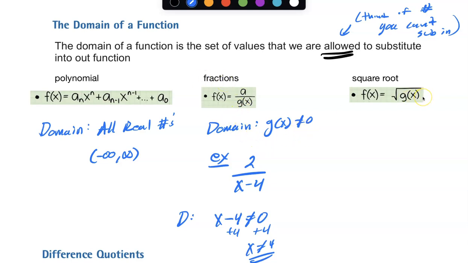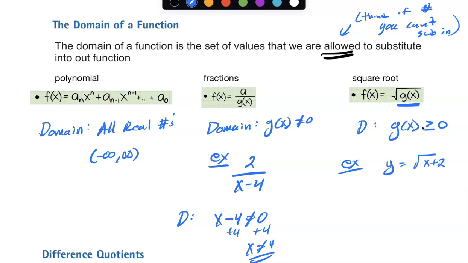What happens in a square root? In a square root, you can't plug in negative numbers. So my domain here is that the inside has to be greater than or equal to 0. You can plug in 0. 0 is okay. You can plug in numbers bigger than 0. You can't have any negative numbers. So for example, what's the domain of this guy?